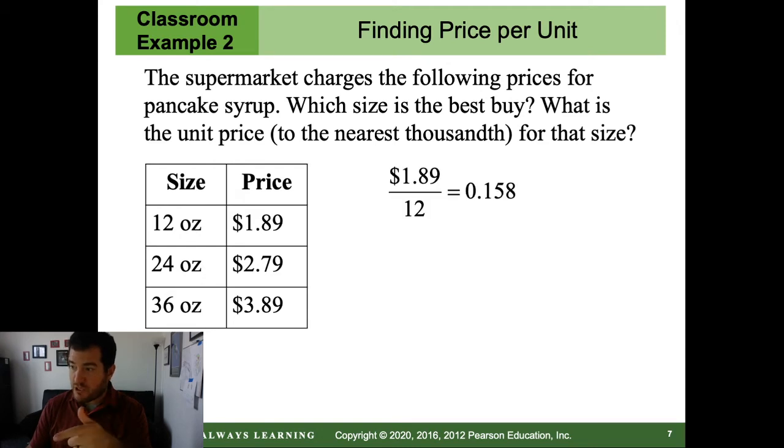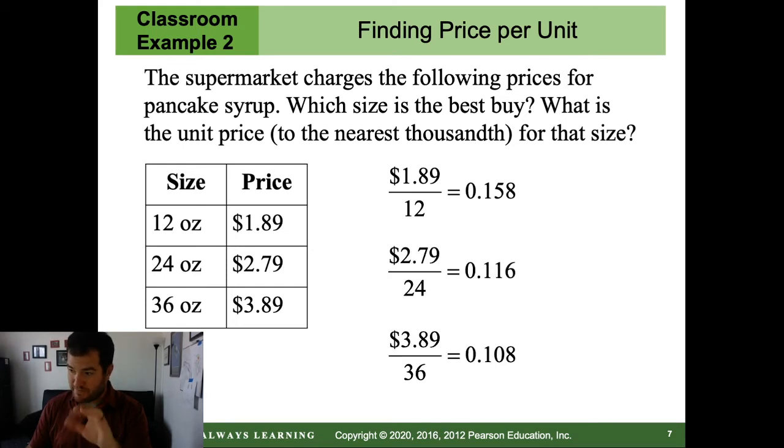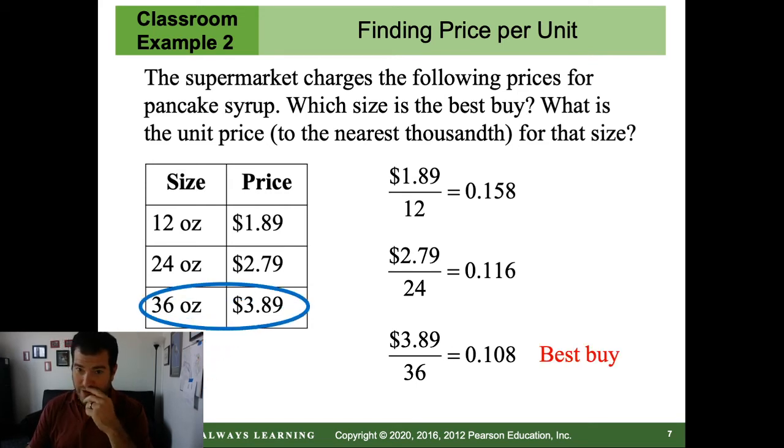Okay, so if we set up the first one, I think the 12 ounces one, we're having about 15.8 cents. This one's only 11.6, but this one's only 10.8. So our best buy is going to be that bottom one there, okay? So that's where you would use ratios if you're trying to find unit price and stuff like that.